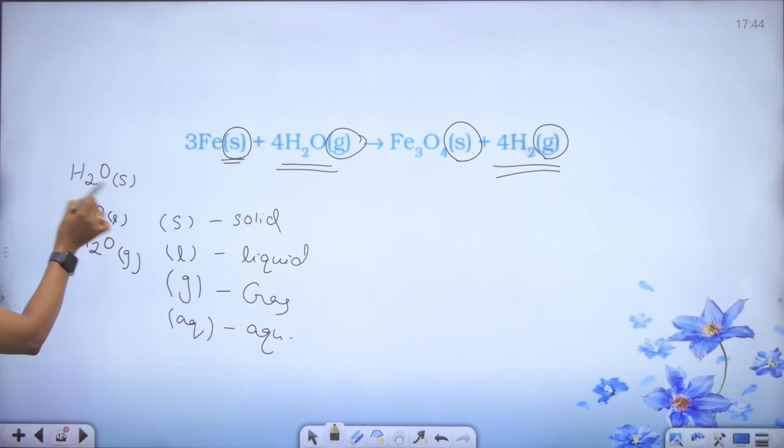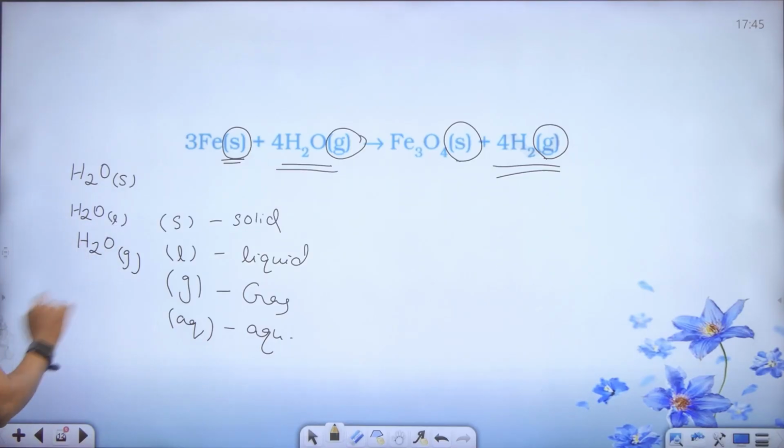Solid is used for water, H2O(s), which indicates it's ice. This one is liquid. This one is water vapor or steam.